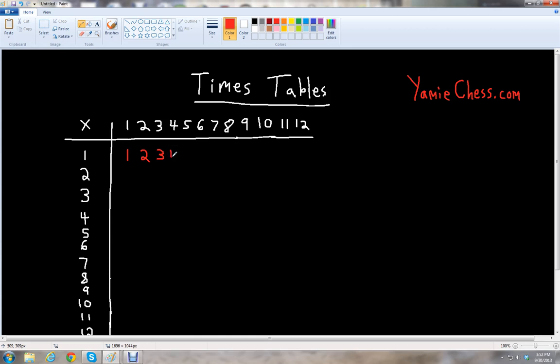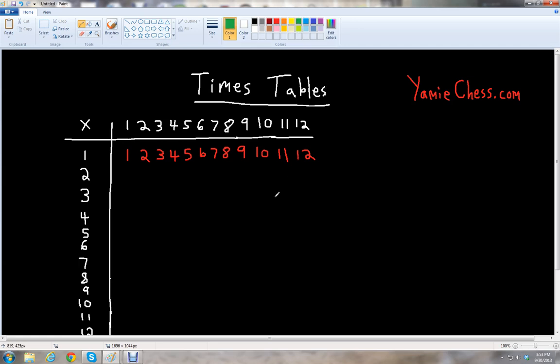1 times 4 is 4. 1 times 5 is 5. 1 times 6 is 6. 1 times 7 is 7. 1 times 8 is 8. 1 times 9 is 9. 1 times 10 is 10. 1 times 11 is 11. And 1 times 12 is 12. So those are our ones tables. So any number times 1 is itself.